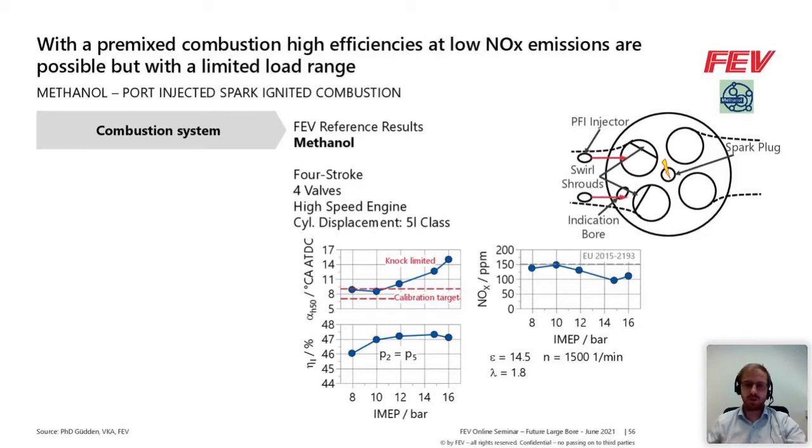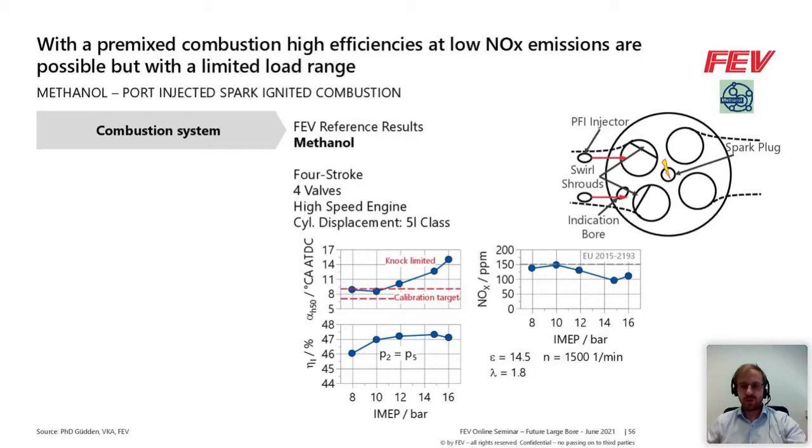So methanol has a quite low resistance regarding surface ignition, and therefore pre-ignitions could be a major issue to avoid basically operation of larger engines. So with our investigations, we have seen that this is not the case. So we can really also operate the largest of the high-speed engines with a premixed combustion system. In this case, due to the very high compression ratio, we've achieved only 16 bar mean effective pressure.